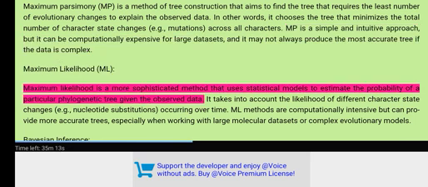Maximum likelihood (ML). Maximum likelihood is a more sophisticated method that uses statistical models to estimate the probability of a particular phylogenetic tree given the observed data.